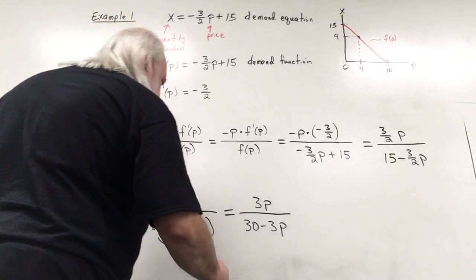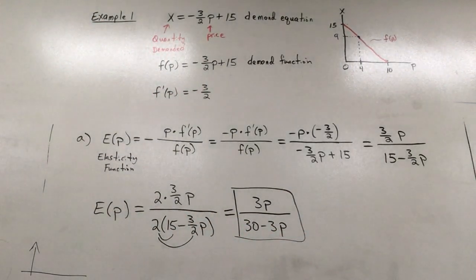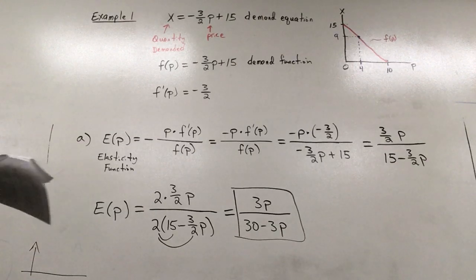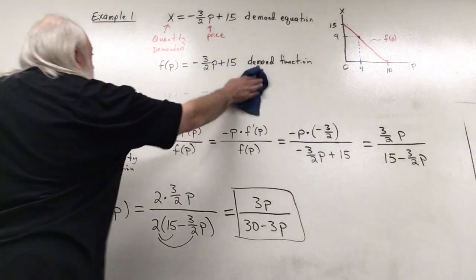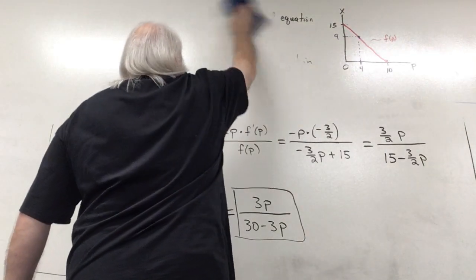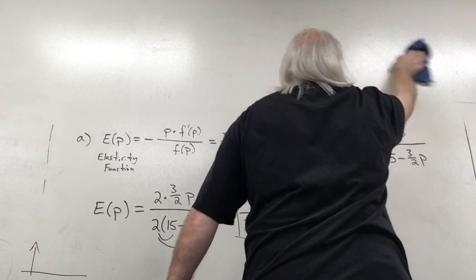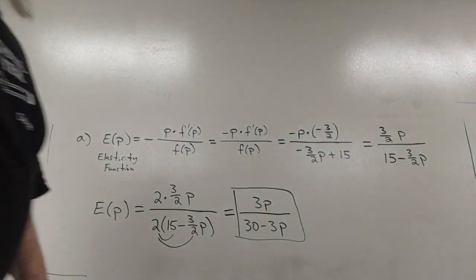So that is the elasticity function E of p. E of p is equal to 3p divided by 30 minus 3p. In part B, you're asked, is the demand elastic, unitary, or inelastic when the price is $8? So to find the elasticity at a price of $8, we just plug in 8 for p in part A, the elasticity function.